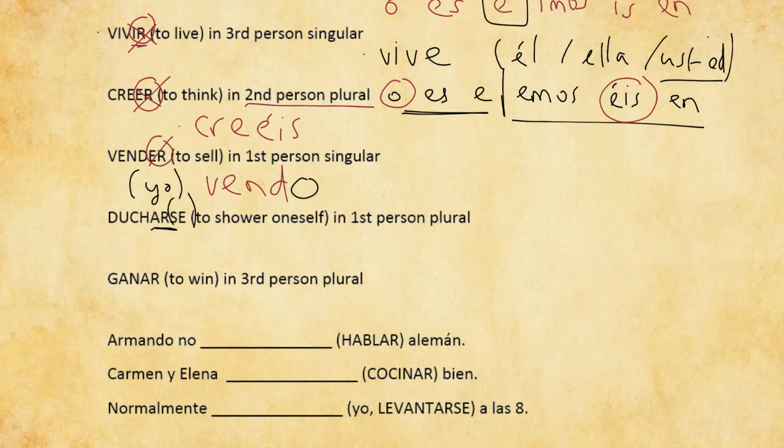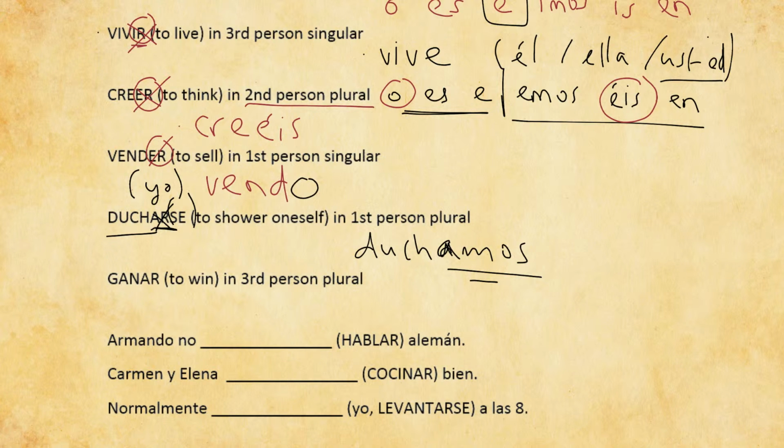First person plural is we, and the ending is amos. O, as, a, amos, ais, an. So amos, so nosotros duchamos. Again, I just erased the AR, I took the root, and I added amos as the correct suffix. This is an A, by the way, duchamos.